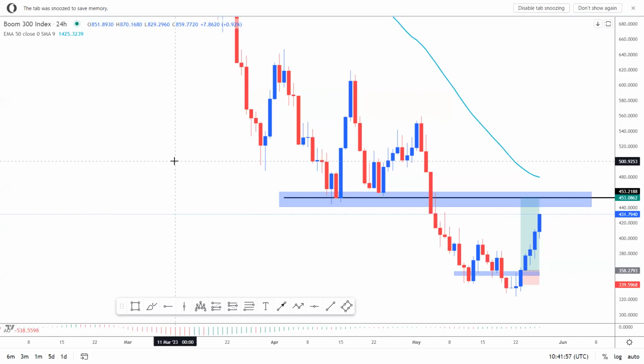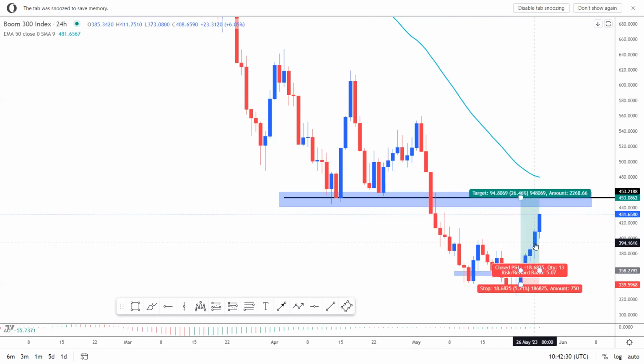If you have been following the better part of my chart breakdowns here on YouTube, then you know I am an avid believer of trading in line with the trend. But every now and then I do take advantage of counter trend trade opportunities that the market presents, just like the Boom 300 index trade opportunity presented to us right here.